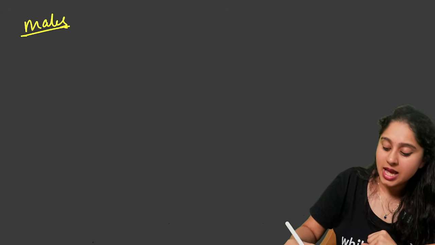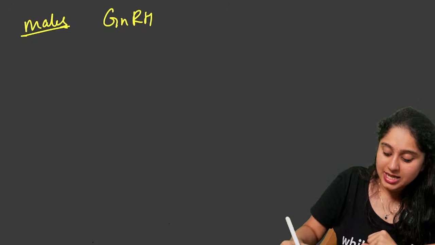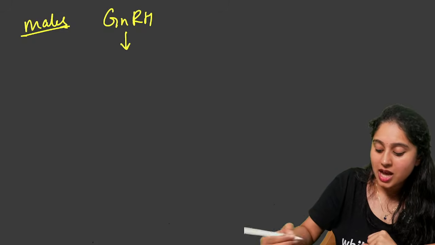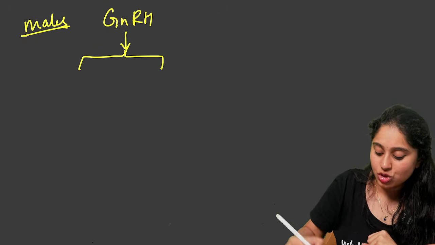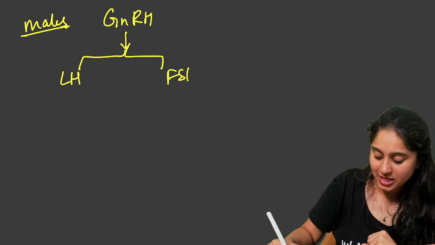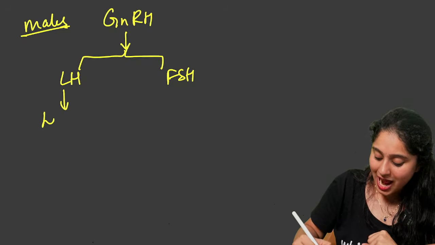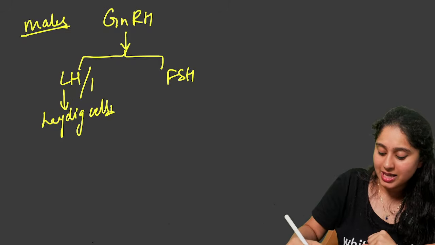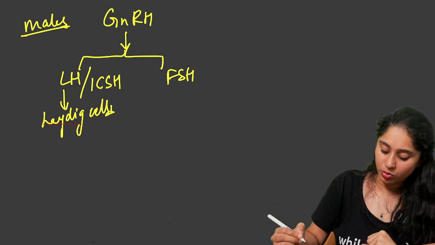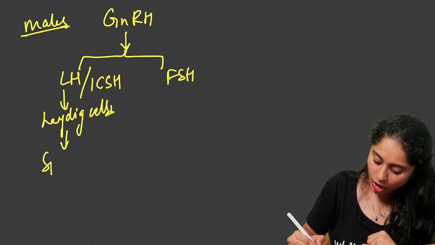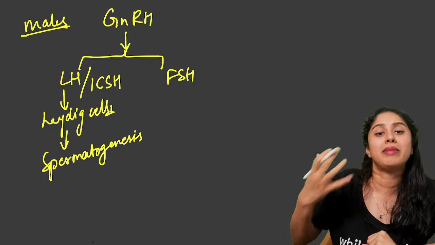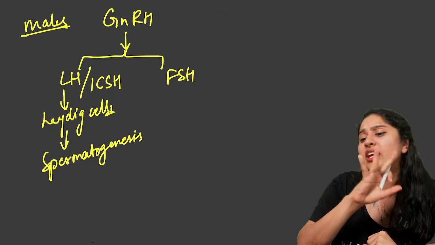Firstly, in the males, the GnRH will be released from the hypothalamus once puberty is attained. This GnRH will ask the pituitary to release two hormones, LH and FSH. Now, LH in the males will act on the Leydig cells, the interstitial cells. So this is also called the interstitial cell stimulating hormone. These Leydig cells contribute to the process of spermatogenesis, giving rise to the male secondary sexual characteristics. Everything will be taken care of.